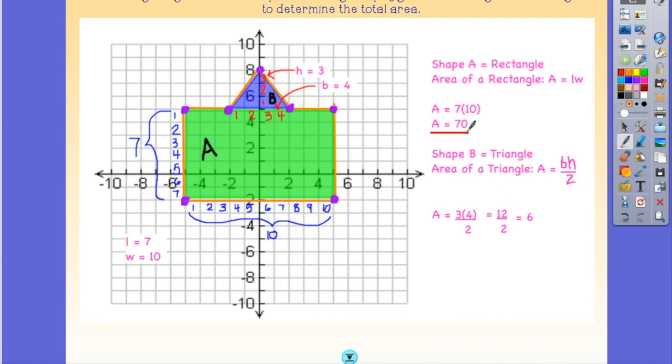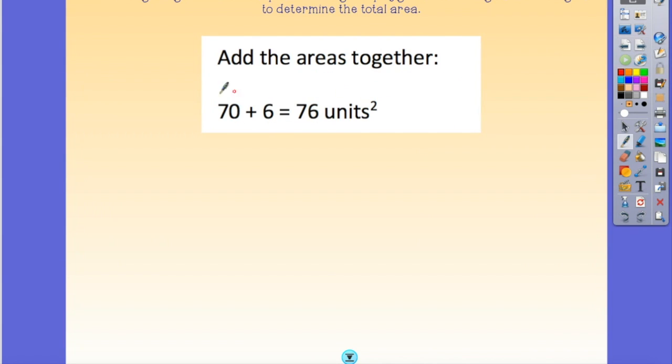So for my rectangle, I had 70 units squared. My triangle, I have 6 units squared. And my last step is to add them up all together. So my final answer would be 76 units squared.